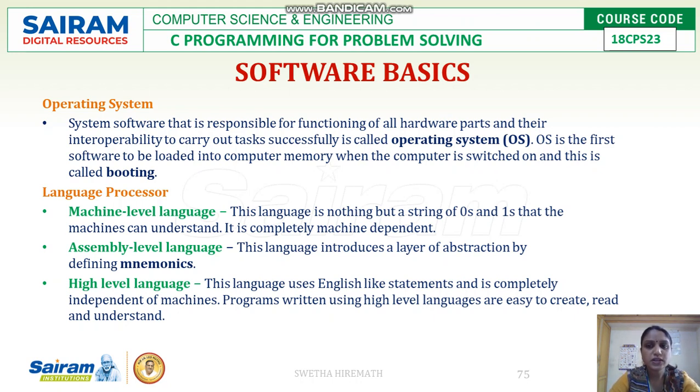Then coming to the next type of system software. The next type of system software is the language processor. So we have three different types of language processors. A language processor, in common, is an intermediate between the user and the computer system.